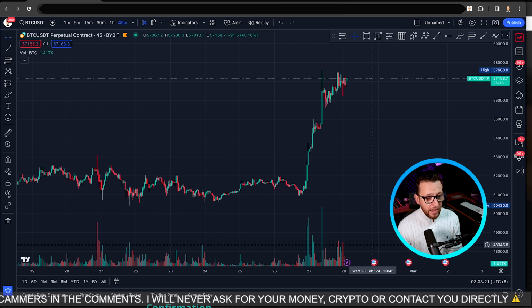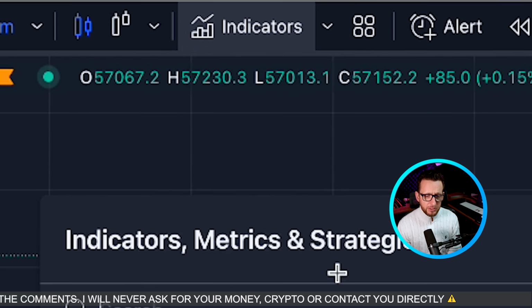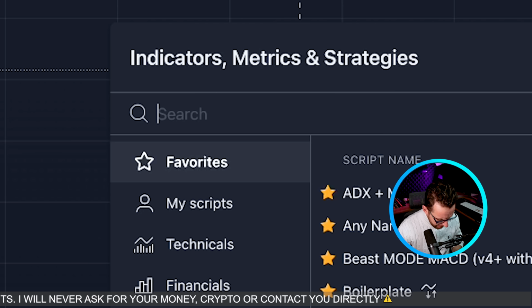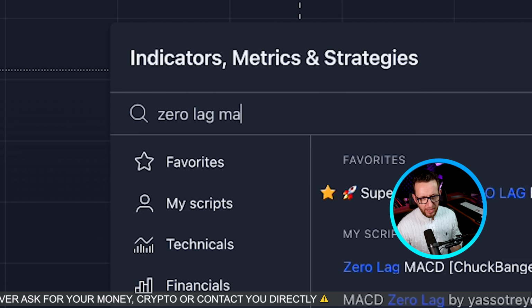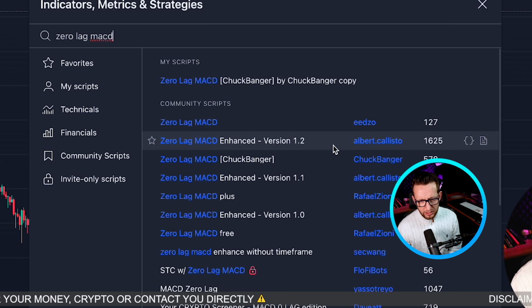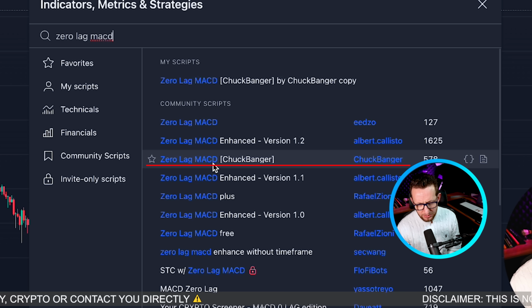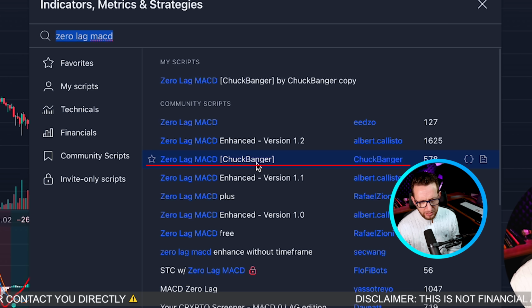Okay, we're going to start adding these indicators. So we're going to start by going up here and clicking indicators. Let's add the zero lag MACD. And we're going to be using Junk Banger here, which is this one here. This is going to be the indicator we're going to be using today.